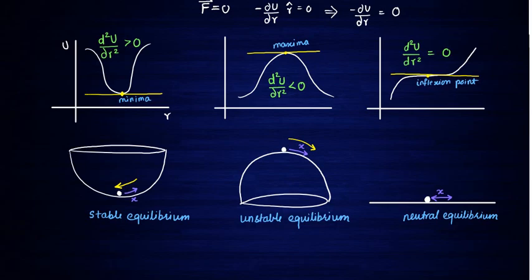So these are the three types of equilibrium, or equilibria, that are of importance as far as the potential energy function goes. Here we have conveniently interpreted the force as minus dU by dr r cap, so that we can easily analyze the types of equilibria.